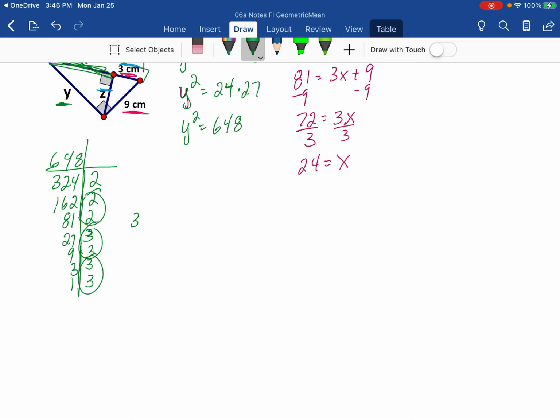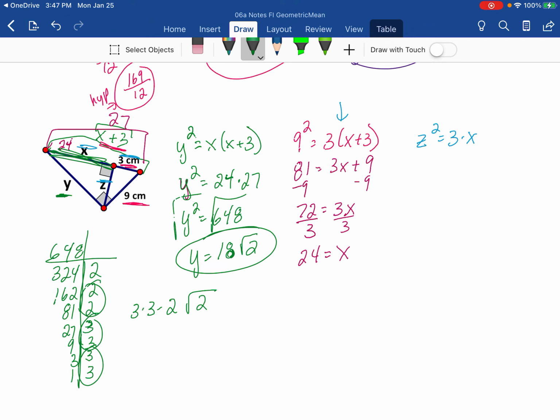And so we have a 3, a 3, a 2 on the outside, a 2 on the inside, so when I take the square root of each side, y is going to be 18 radical 2. Okay, and then our last one, this one's going to be a little dicey as well. So we have z squared is equal to 3 times 24, which is 72. Z squared equals 72.